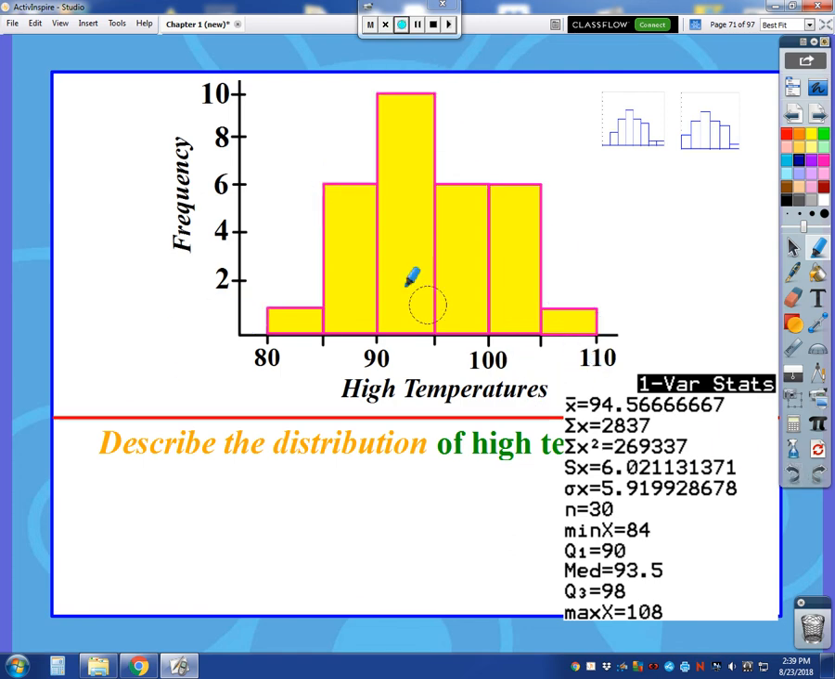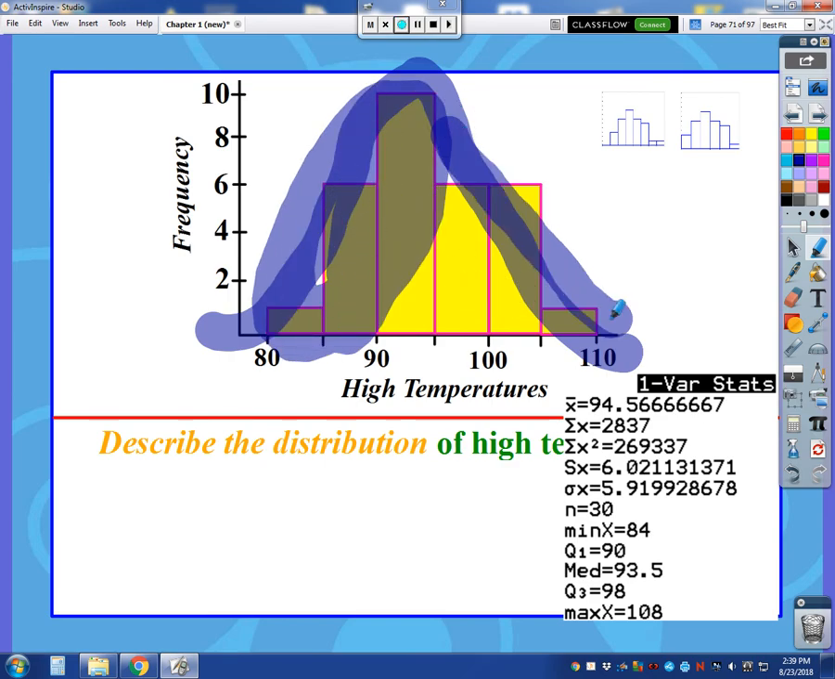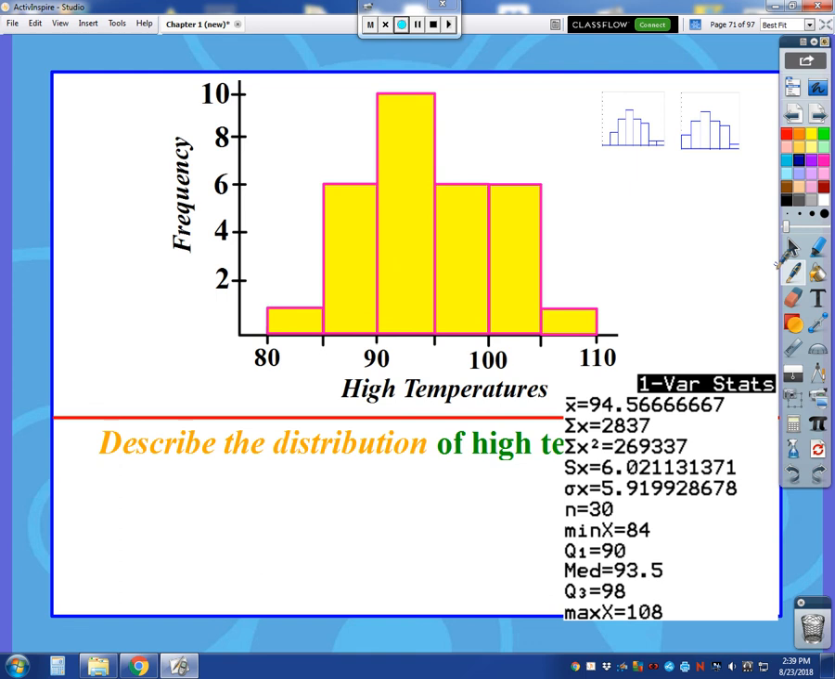Now, some people might look at this and go, I'm not really seeing roughly symmetric. I think I'm seeing more slightly skewed right. Because I got a stack of data here, and then it starts to go down and it slowly gets down there. And if you wanted to call it, say, slightly skewed right, hey, I would agree with you as well. There's no wrong answer in terms of those two. It's up for interpretation.